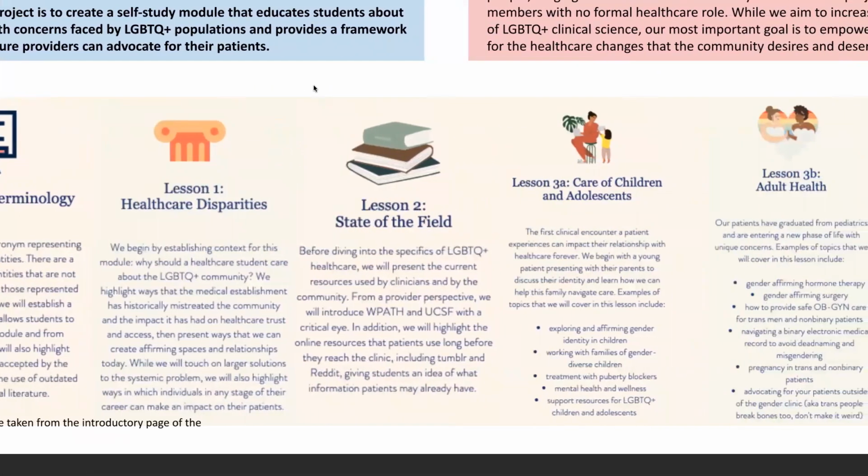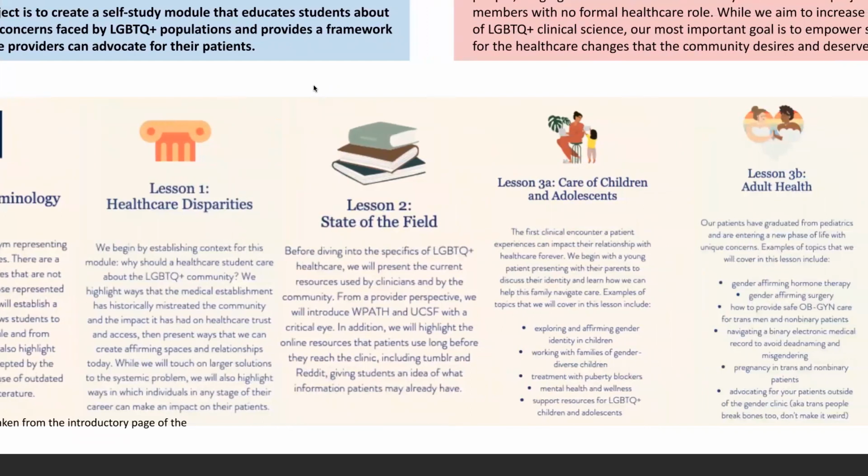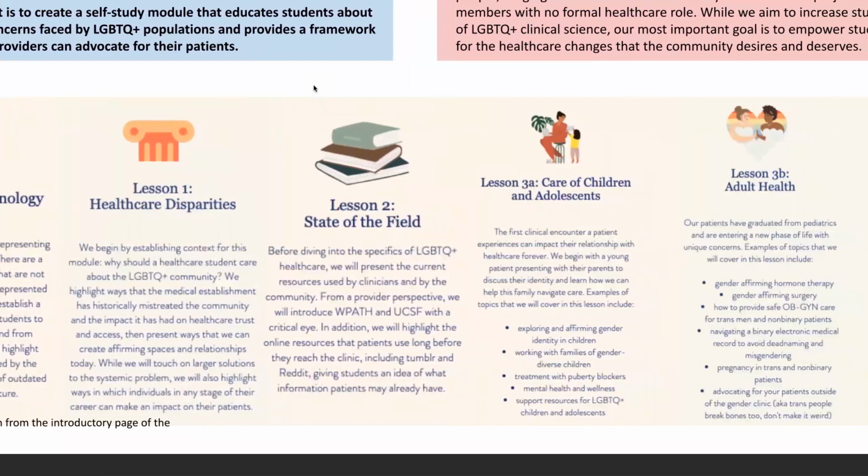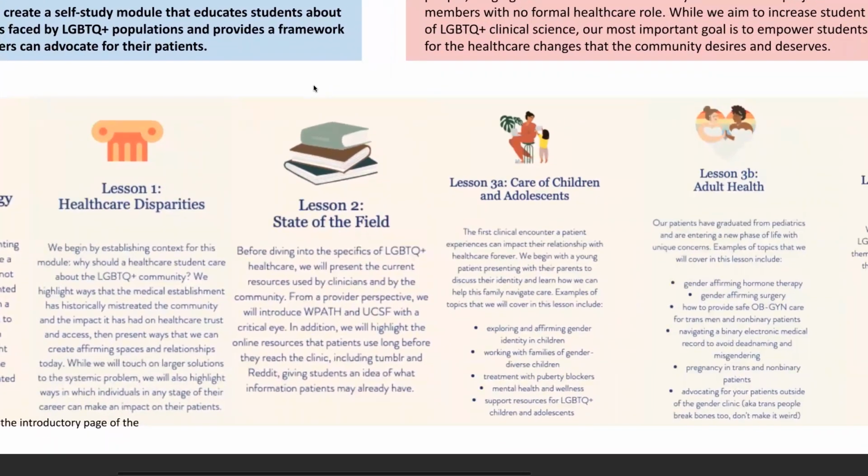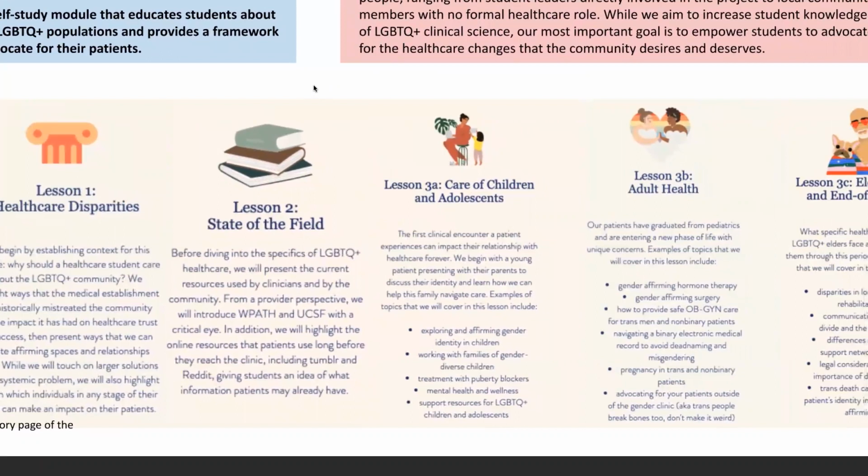Lesson 1, we talk a little bit more on healthcare disparities and what specific issues face the community that future clinicians need to know about. Lesson 2 is one of our favorites. We talk about WPATH and UCSF and other provider resources for gaining more information. These, of course, come up again in the later modules as references. We wanted to make sure people had a good basic understanding of what those references were referring to.